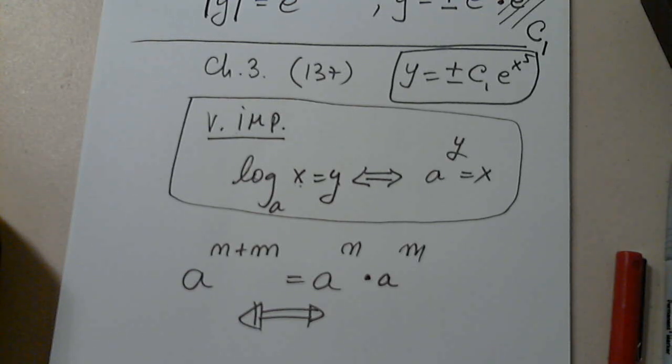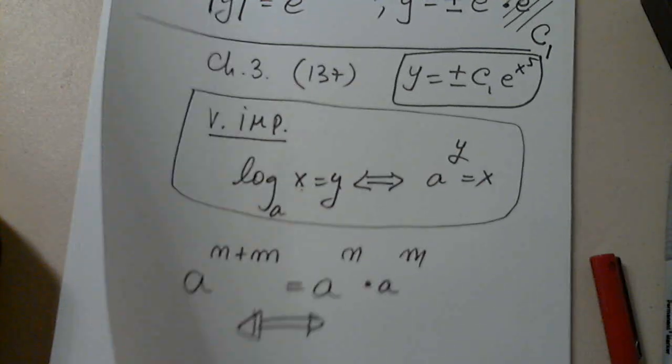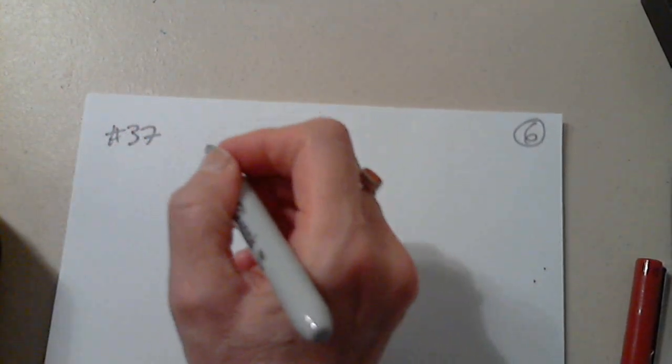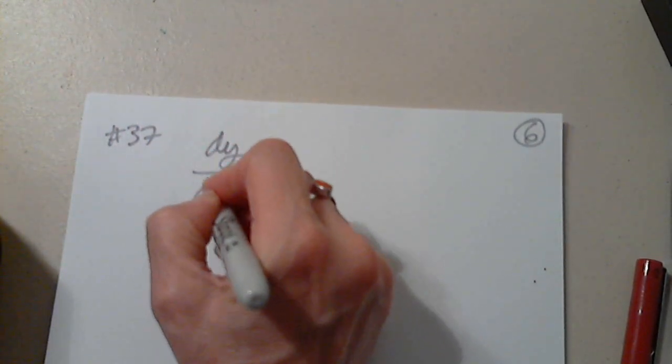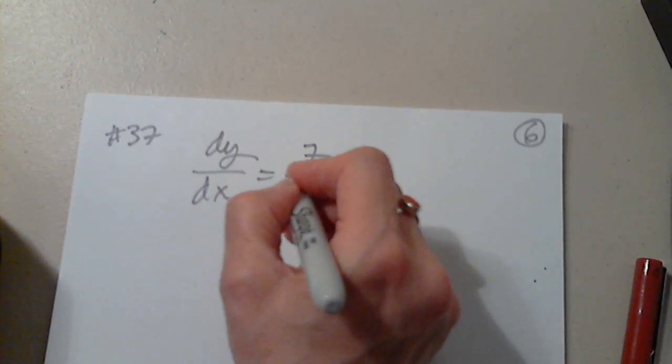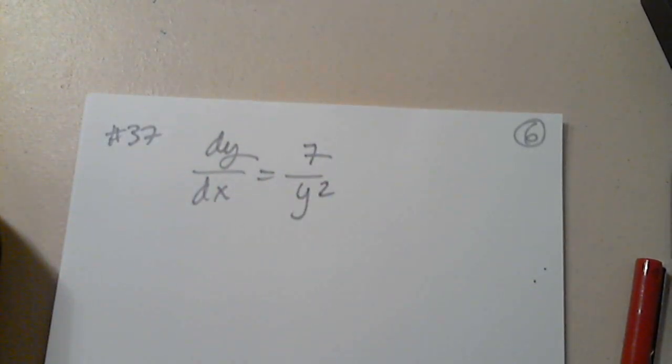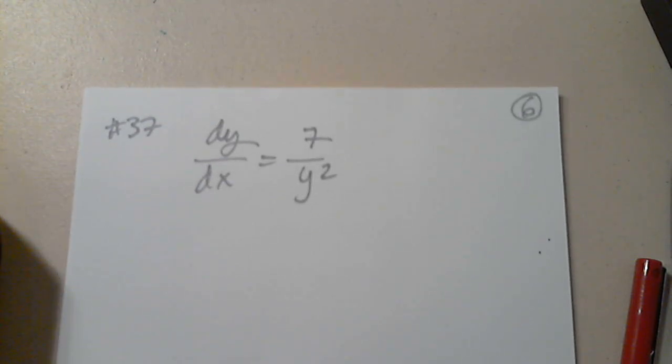Okay, so let's choose something else, like, I don't know, 37, or you choose. I'm on page 6. 37. dy over dx equals 7 over y squared. This is an easier situation. You'll see in a moment why, and we can choose others. Okay. What do you think is the first step? It's okay if you're wrong. I promise you nothing will happen.